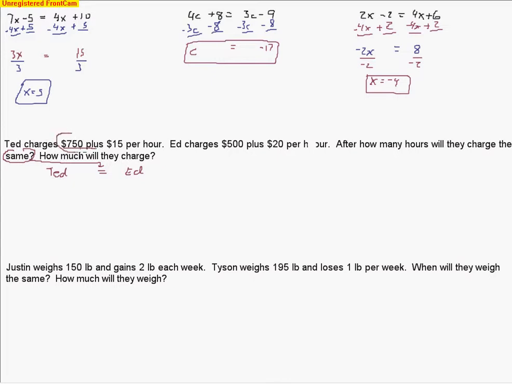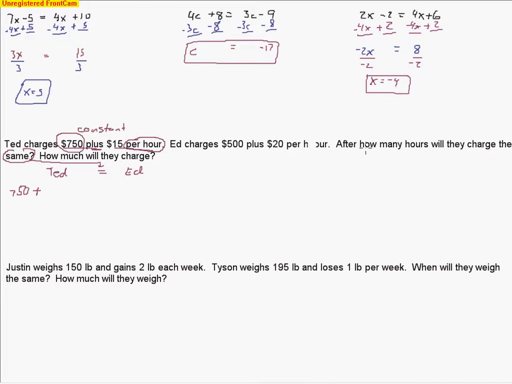So Ted's charge is $750. So this is like a constant charge. This is a starting point. And so that means that we are going to treat that as our constant. Just like negative 5 is a constant, 10 is a constant, the 750 is a constant. So he's going to charge that amount, plus it says, plus $15 per hour. So whenever you see the words per hour, that typically tells you that that is going to be our variable amount. But we don't know that until we look at the question.